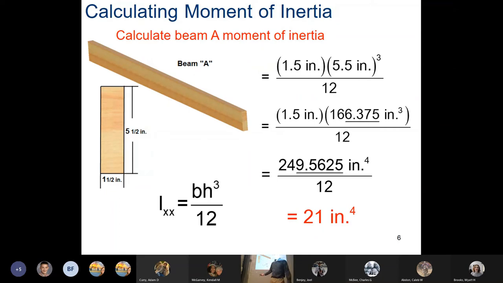What's that mean? Well, we're going to get to that, but I wanted you to see something else first. Okay, keep that in your head: 21 inches to the fourth. Remember, it's a joist. Up and down.